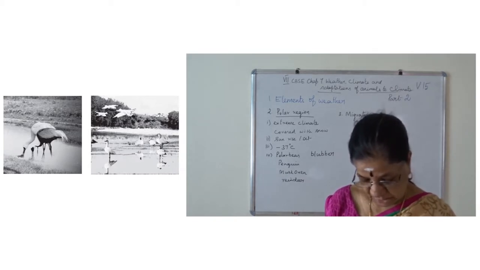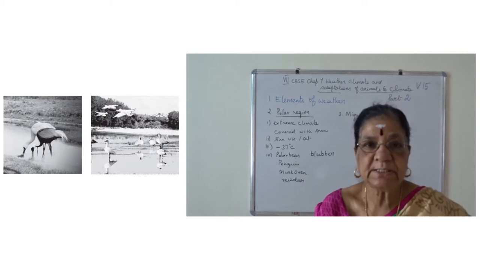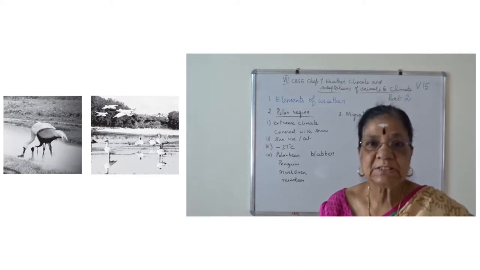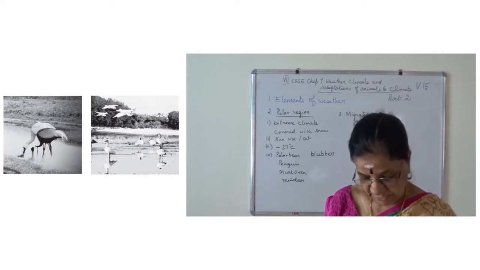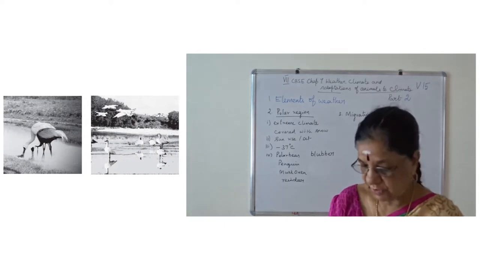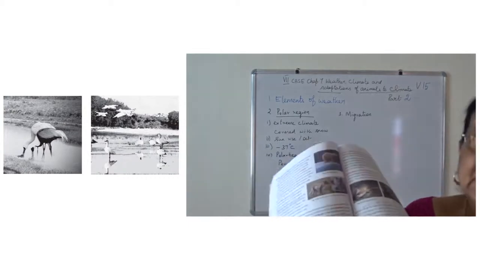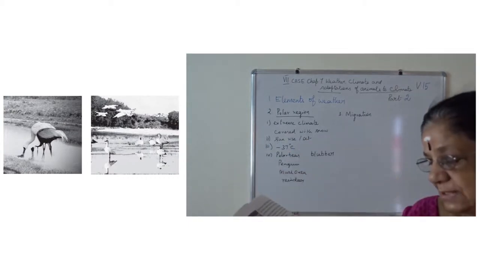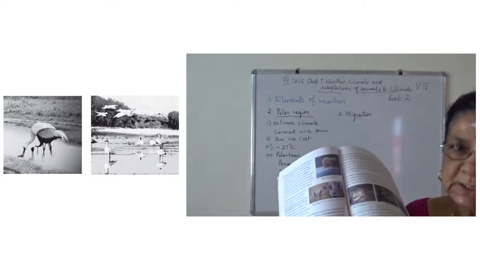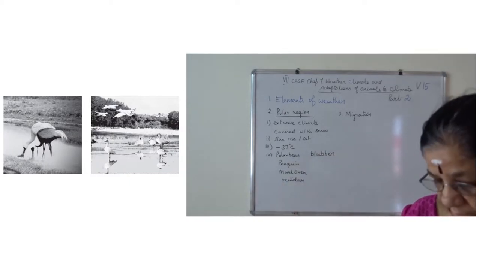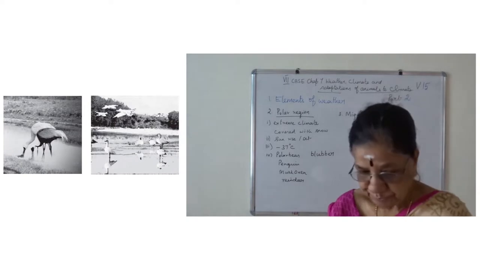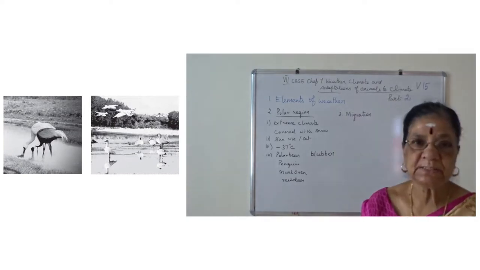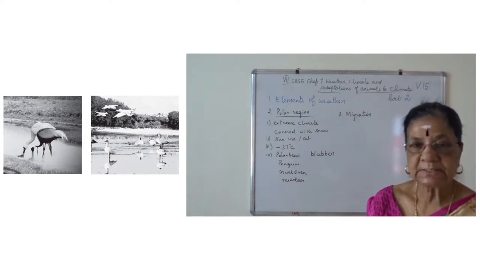They use up stored body fat to get energy. Then how do they live? They use up the stored fat to get energy. So now this figure is a hedgehog. The brown colored animal is the hedgehog. And this is hibernation, otherwise called winter sleep.